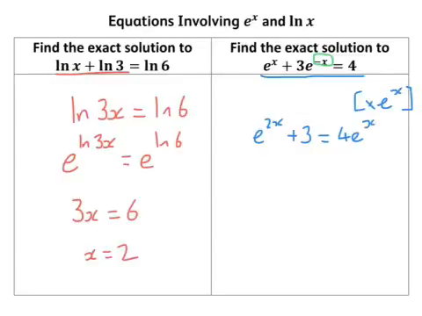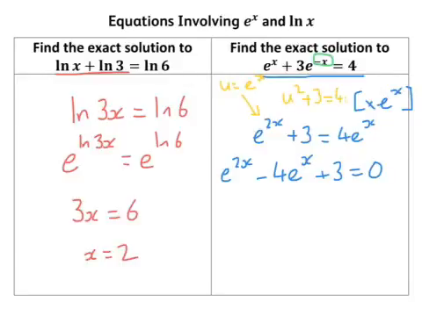Now, you should hopefully notice that when I now get everything onto one side, I actually have a quadratic in e. Now, if you wanted to think of it as u equals e to the x, I would have u squared plus 3 equals 4u. And so that's where this thing comes from here.